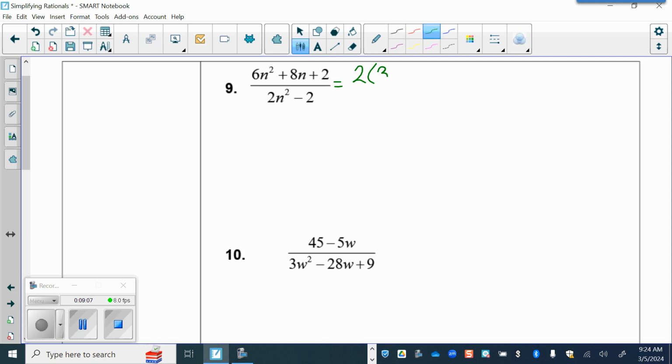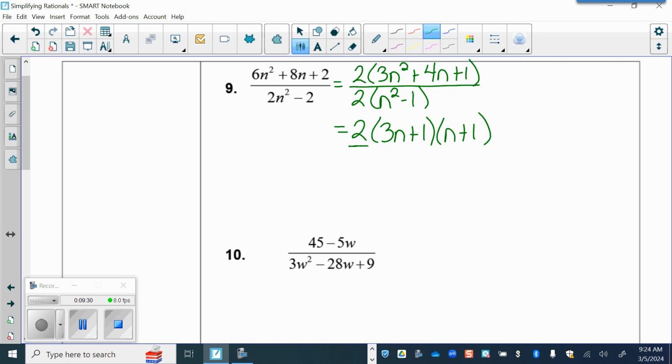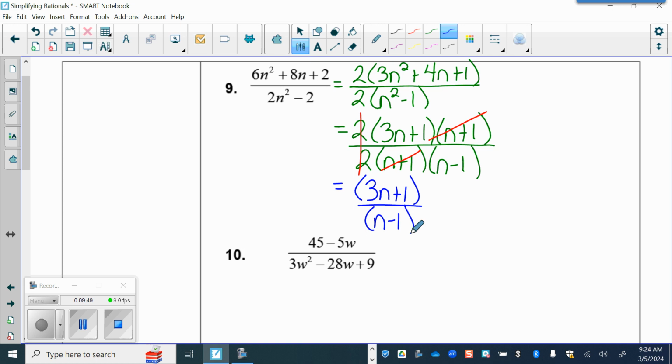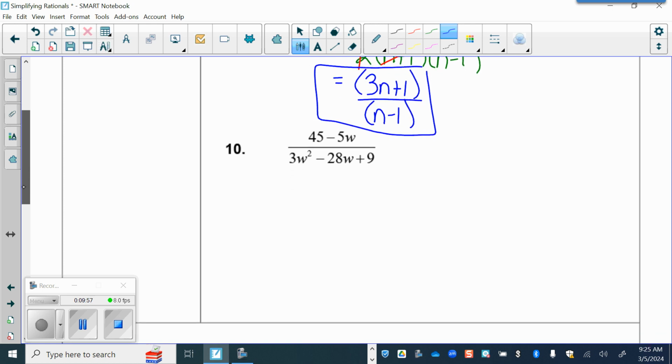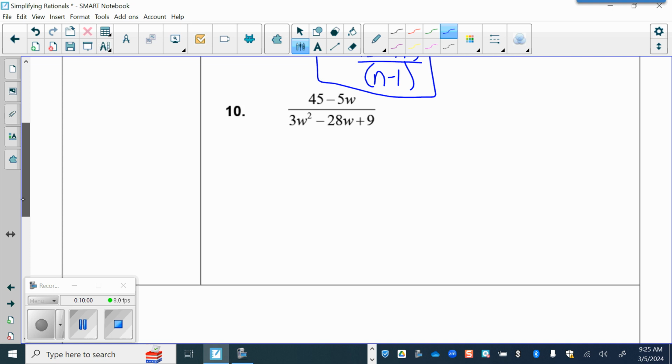Pull out your GCFs first. Both that numerator and denominator can be factored further. So 2 times 3n plus 1, n plus 1, and 2 times n plus 1, n minus 1. Eliminate common factors, and my final answer is 3n plus 1 over n minus 1. Okay, next up, pause your video and try it without me.